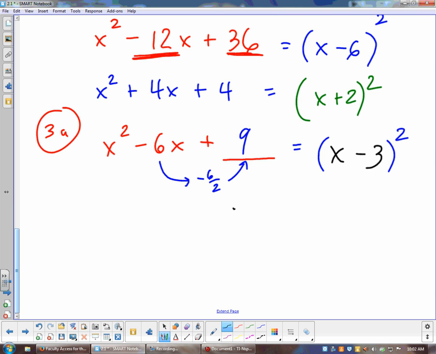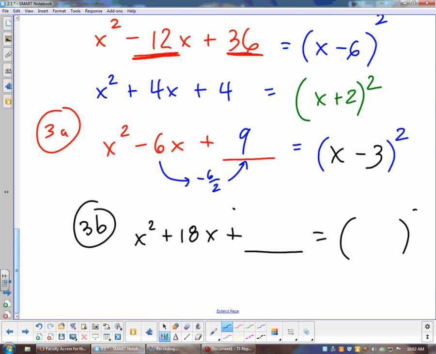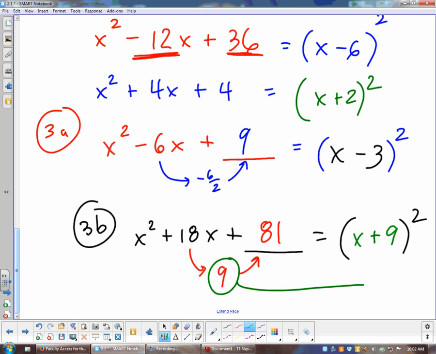All right, what about 3b? 3b is x squared plus 18x. What do I need to add right here so I can create a perfect square trinomial? Megan. 81. How'd you get 81? All right, so I take half of 18 is 9, and 9 squared is 81. And then what's our binomial going to be here, Harrison? It's going to be x plus 9 quantity squared. By the way, hint, this number here, when you take half, is always going to be the number that shows up here, right? Dan.